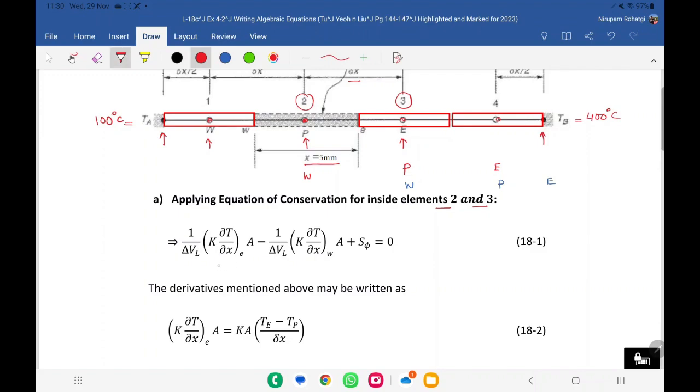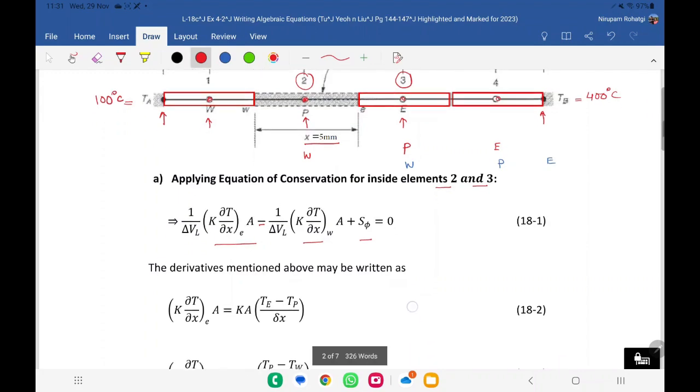This is the heat flow inside the element 2, or whichever element, from the right side. This is the heat flow in, if you take it with the negative sign, from the left side. And this is the heat generation. So all the heat flowing in plus heat generation should be 0.